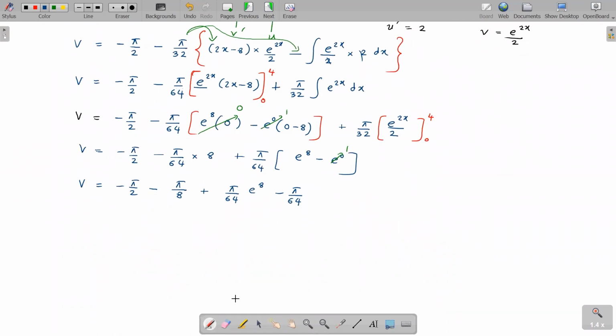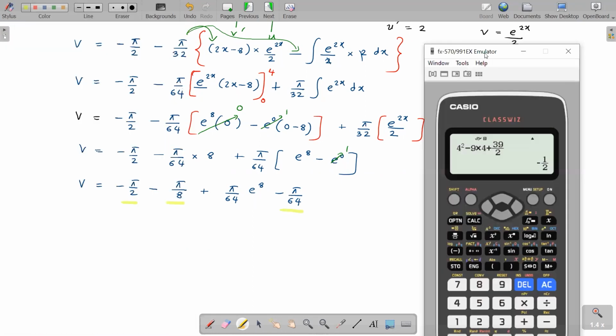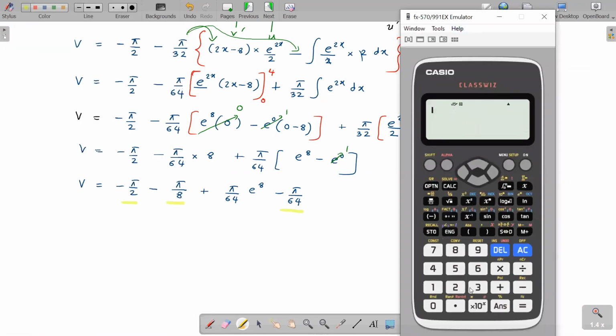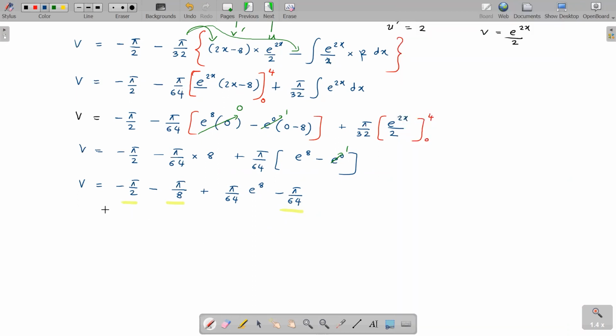So I think we can take all these terms: minus pi over 2, minus pi over 8, minus pi over 64. How much is it? I'll just type half. We can give the pi on our own. Minus 1 over 8, minus 1 over 64 gives me minus 41 over 64.